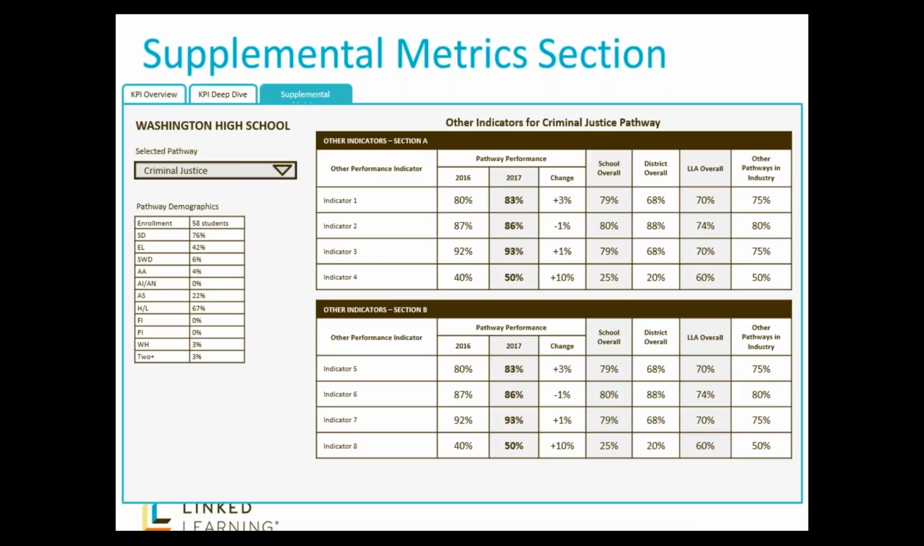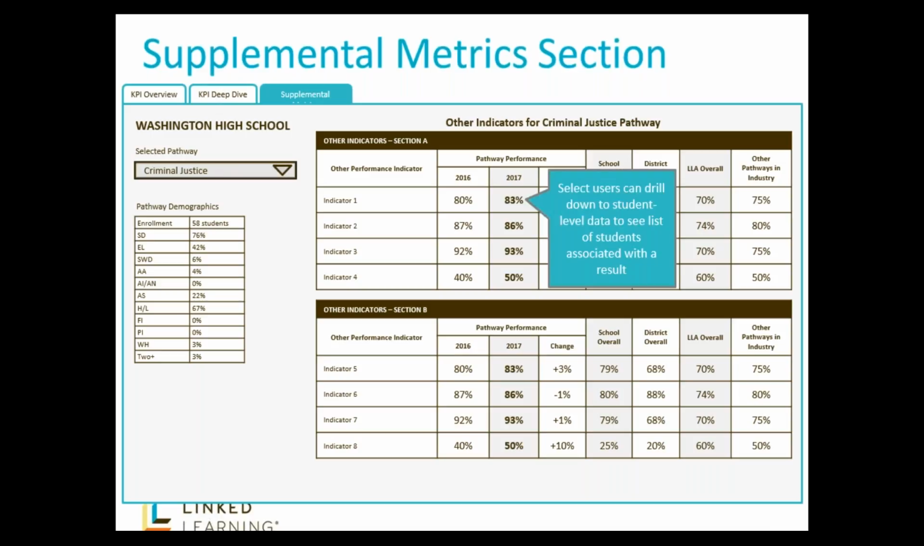Fantastic. So I was just on the supplemental metrics section. I don't know if you wanted to add anything to that. Otherwise, I can go to the next slide. I think maybe go to the next slide. I didn't catch what you had already said about it.